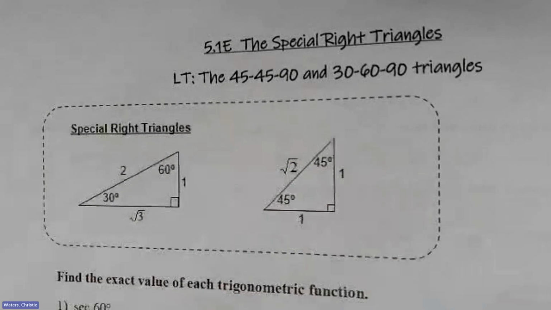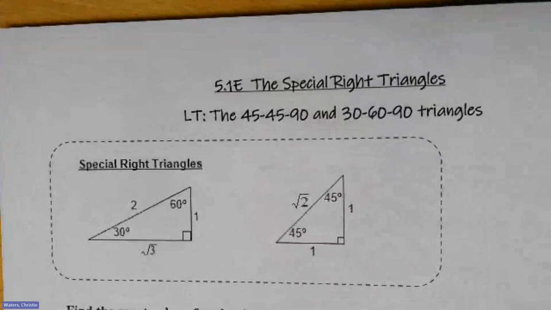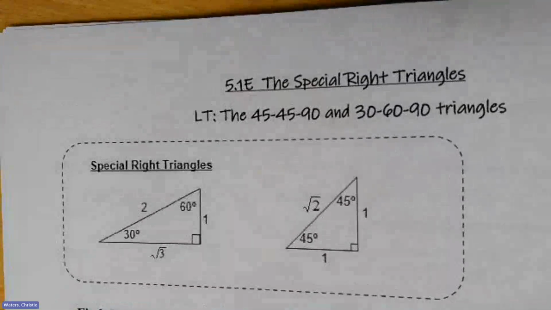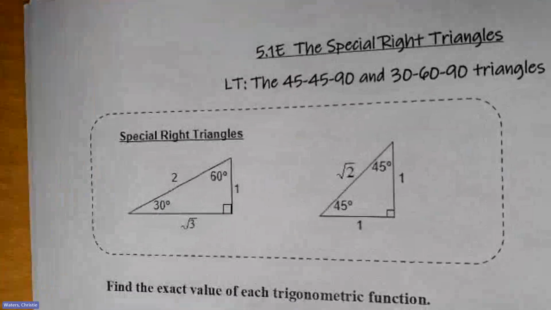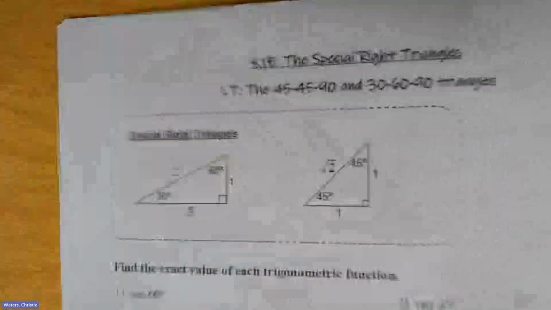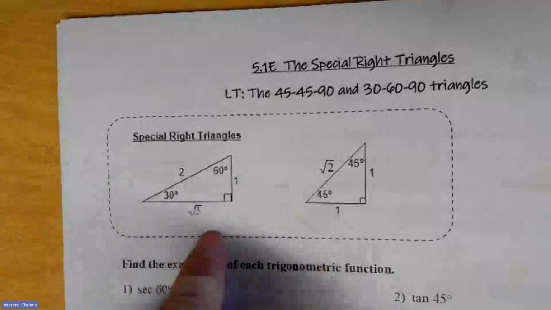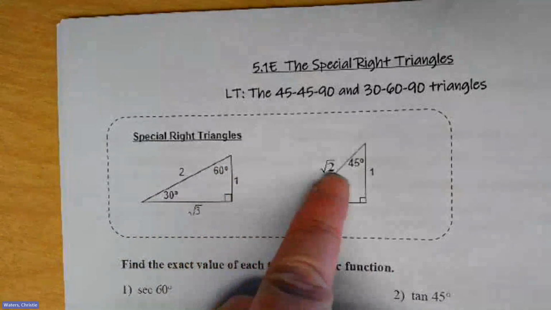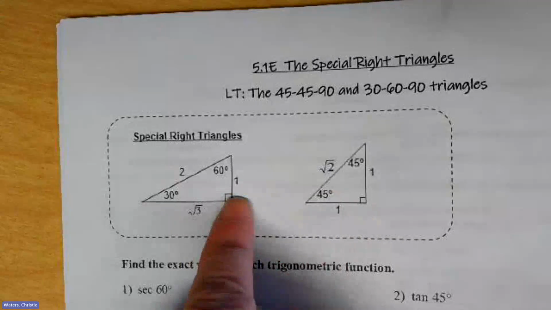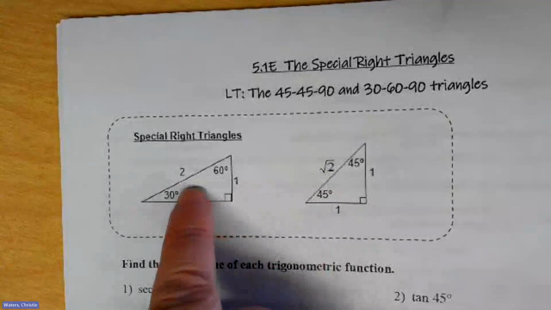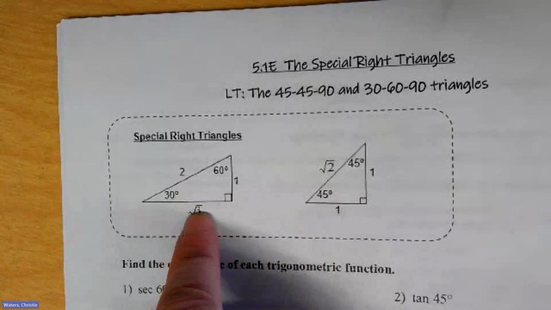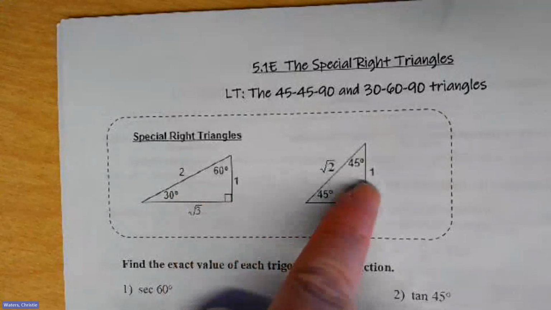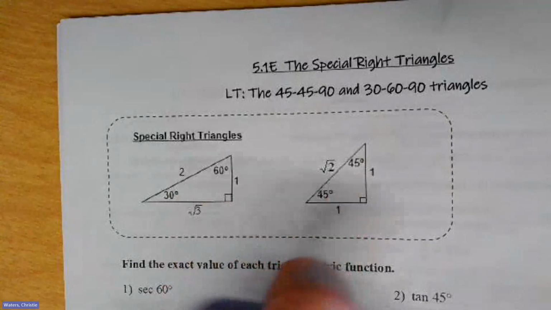So today we are working with special right triangles. This is lesson 5.1e. You've seen these special right triangles before in geometry and also algebra 2. Normally when you saw these, this is a 30, 60, 90 triangle, and this is a 45, 45, 90 triangle. Normally it would say n, 2n, and n square root 3. Then this one would say n, n, and n square root 2.